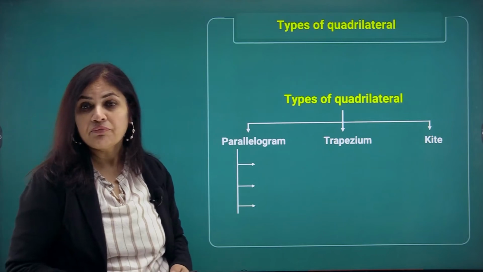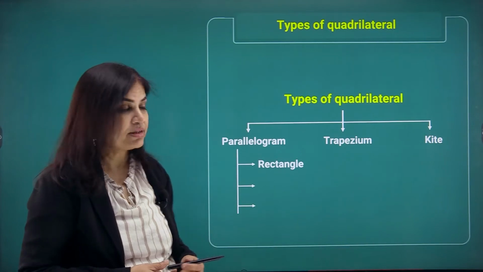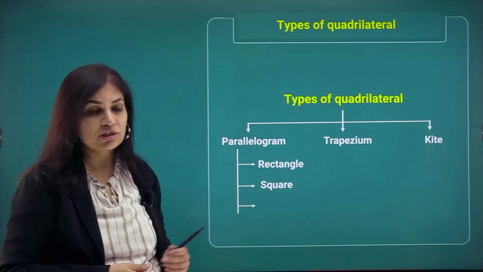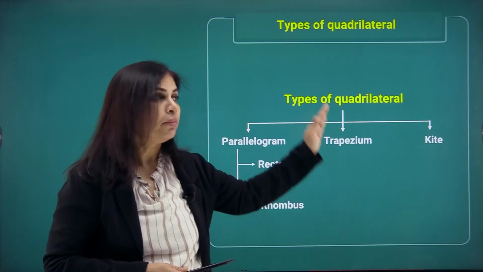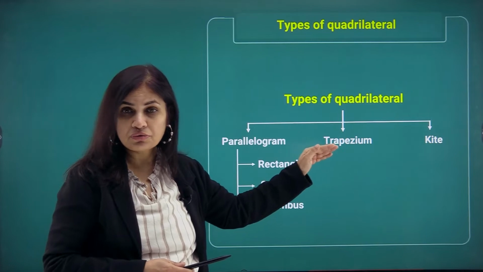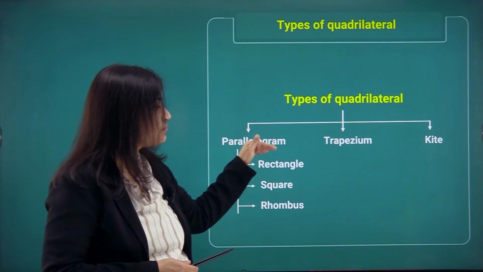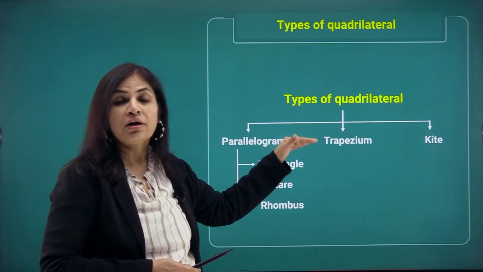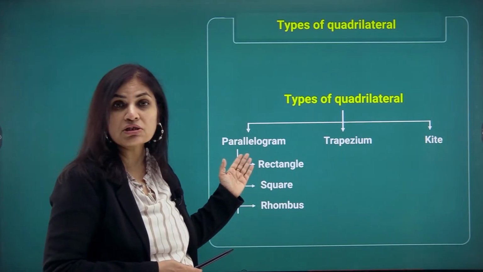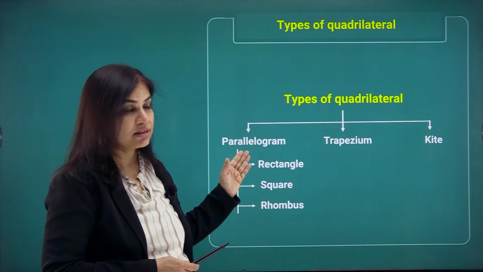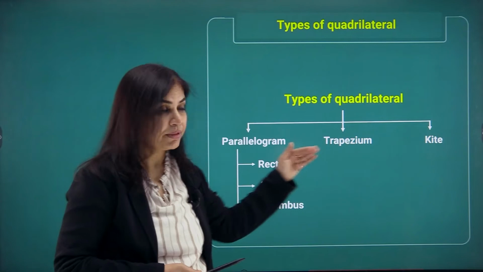Under parallelogram, we have other classifications. The first type of parallelogram is a rectangle, the second is a square, and the third is a rhombus. So, we can see the broad classifications. Broadly, the quadrilateral is divided into 3 broad classifications: parallelogram, trapezium and kite, which are different because of the pair of parallel lines in them. A parallelogram has 2 pairs of parallel sides, trapezium has only 1 pair of parallel sides and kite has none.